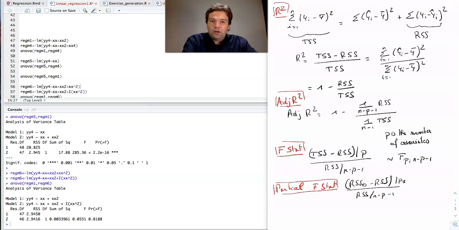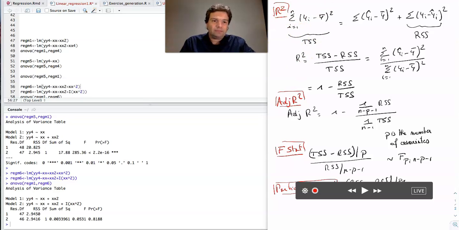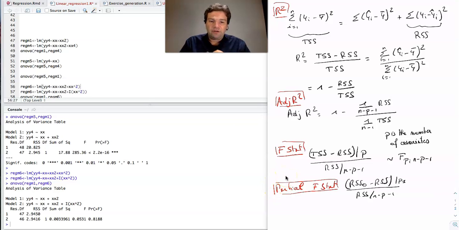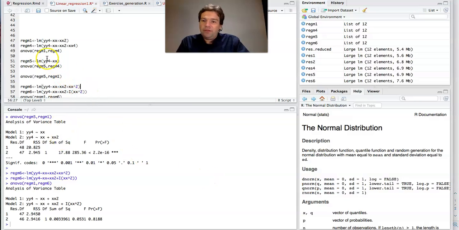Let's go back to a classical regression model, where we are going to look at the different outputs, and specifically we're going to go back to talking about this R square, the adjusted R square, the F statistic, and the partial F statistic. Let's take, for example, in this window, one regression model.